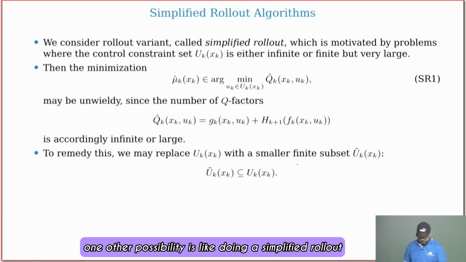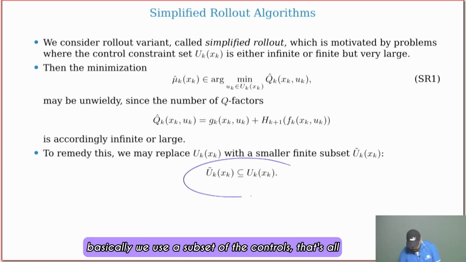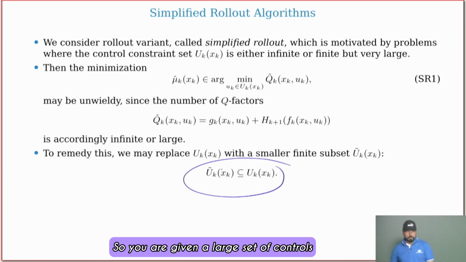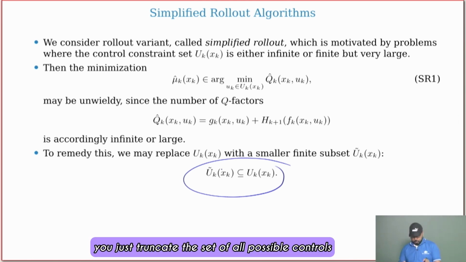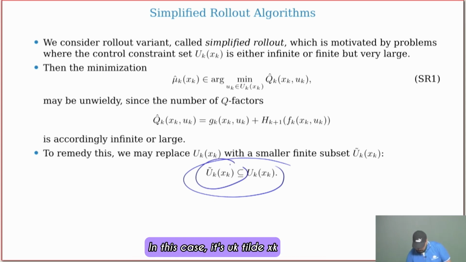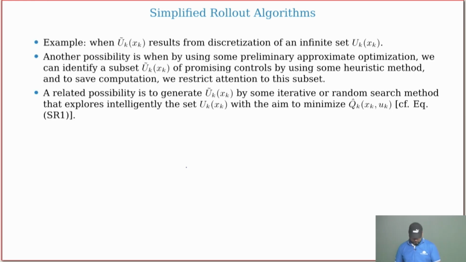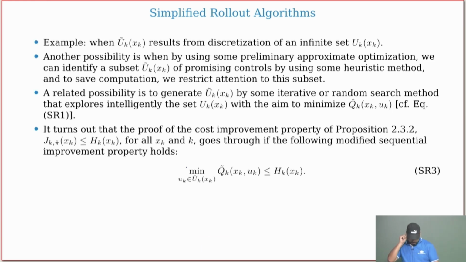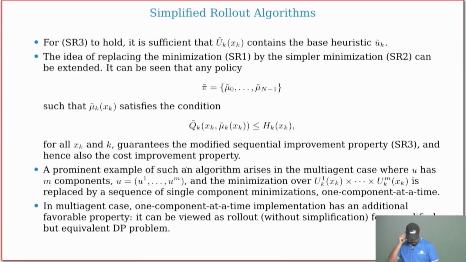So one other possibility is doing a simplified rollout. In simplified rollout, basically we use a subset of the controls. That's all. Okay, so you are given a large set of controls, but in simplified rollout you just truncate the set of all possible controls. You choose controls only from a small subset, in this case uk tilde xk. Then we can call it a simplified rollout. Okay, so again we can skip this proof.